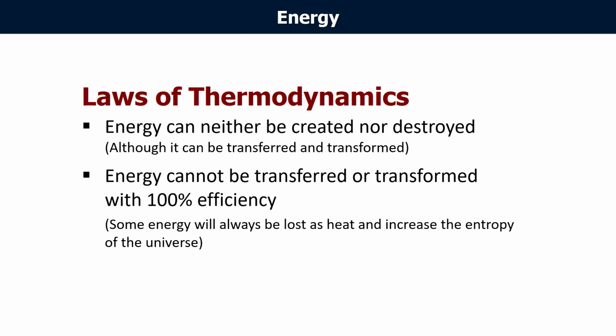Not only are we transferring it, we're transforming it because it's going from potential to kinetic. Those are different forms. And we're transferring it from the bow to the arrow. But what the second law says is that when you do that, you cannot transfer it with 100% efficiency. We cannot put all of the potential energy of the bow into the arrow. Some energy will be lost as heat and increase the entropy of the universe.